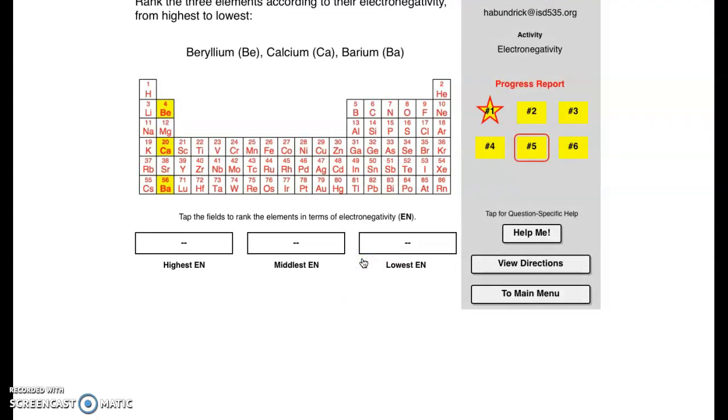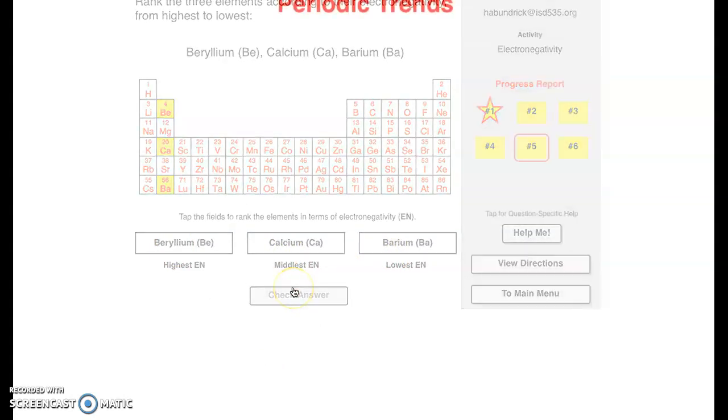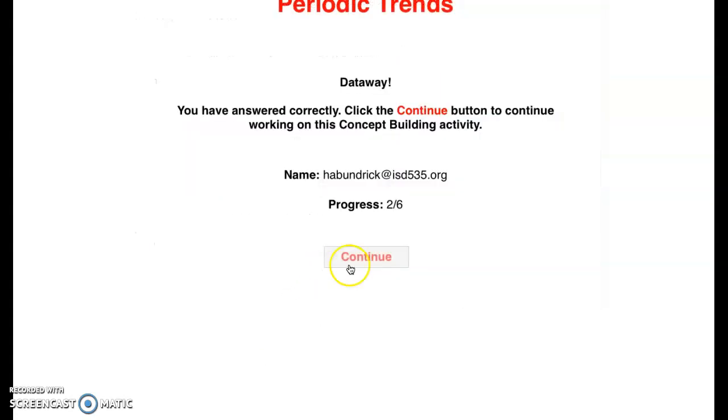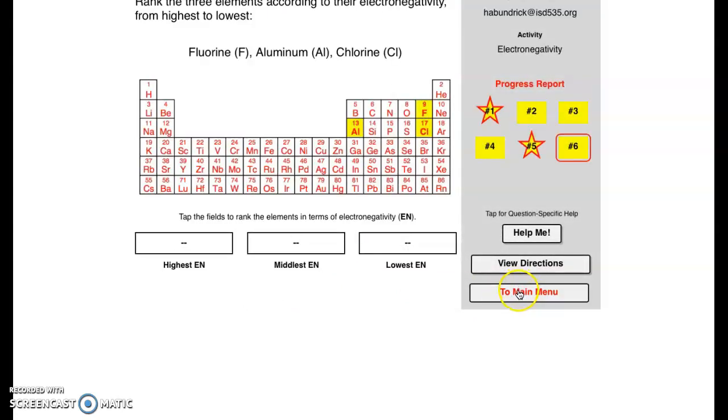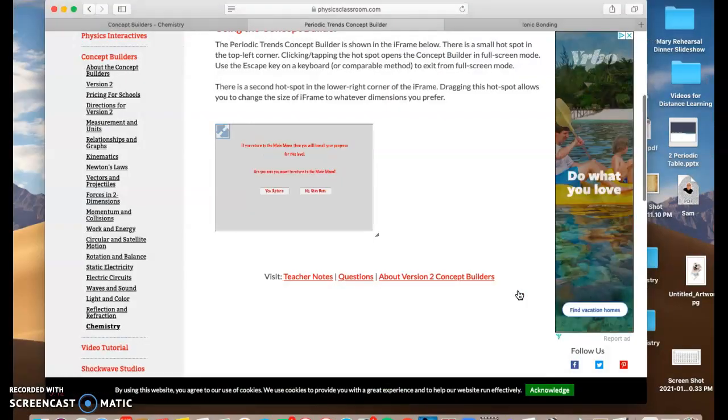And if I'm going top to bottom, then my electronegativity decreases. So the highest one would be the one that's closest to the top, lowest, closest to the bottom. Calcium's in the middle. All right, so that's periodic trends.